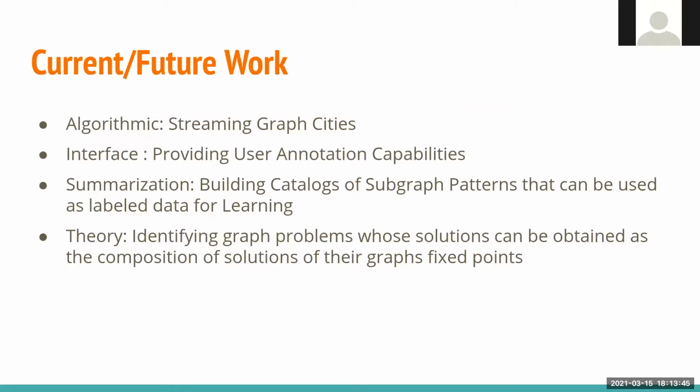We are currently working on extending our approach to allow for streaming and more functional end-user features. For future work, we are interested in exploring how to use subgraph patterns found with our interface for semantic data summarization, and explore which graph problems can be more easily solved by composing solutions of fixed points, waves, and fragments.